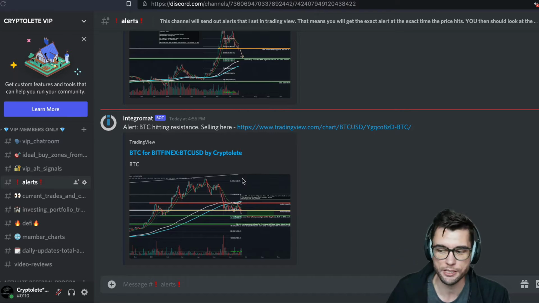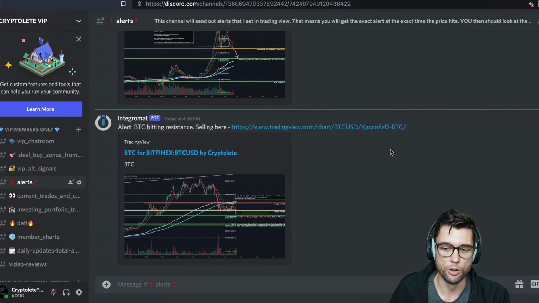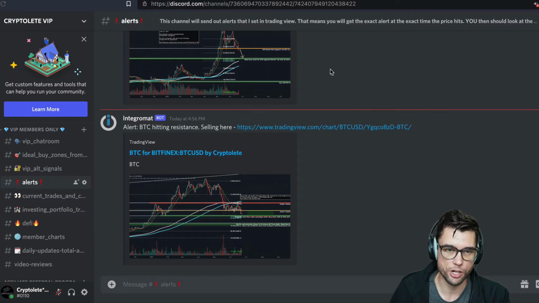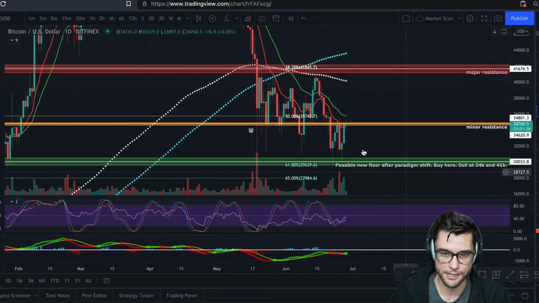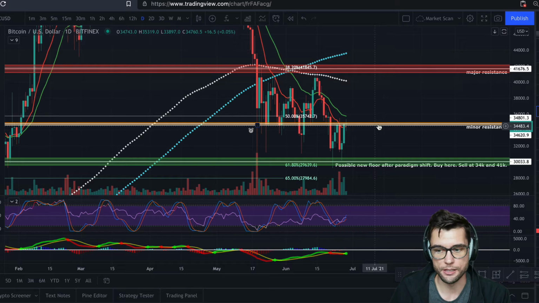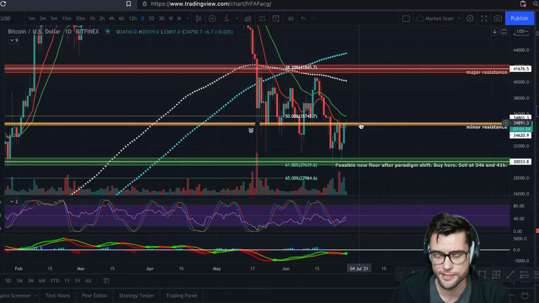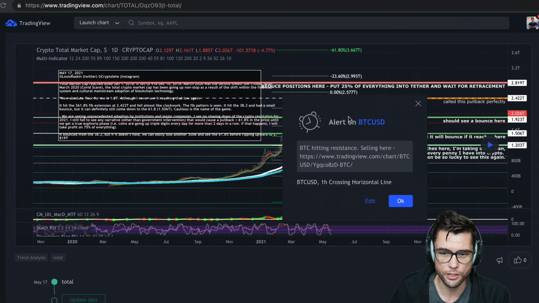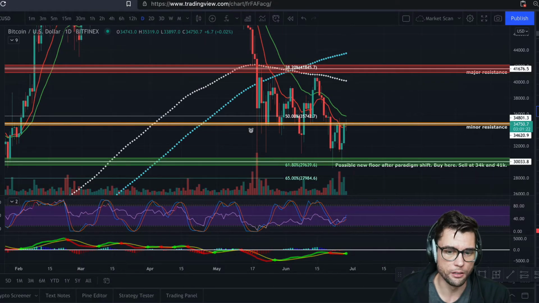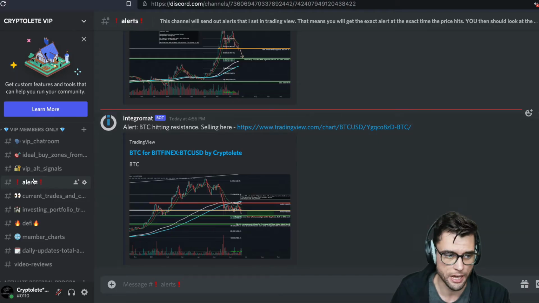So this is a perfect example right in the very beginning of this stream. It's very cool. So I plotted this chart out a while ago, right? And I said buy here, and then this is the minor resistance, so you probably want to sell here, right? So I put an alert in that said sell right here, and that alert went off. You could see in my TradingView account it went off, right? And then that alert was sent via API to my Discord, to the VIP Discord.